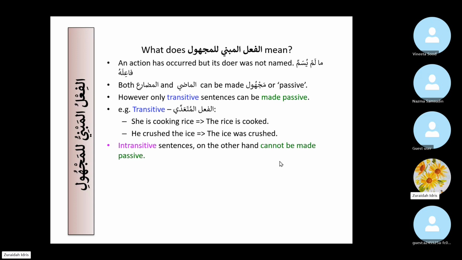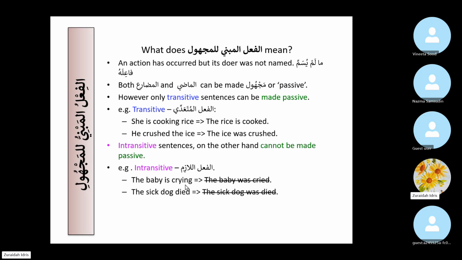Intransitive sentences, on the other hand, cannot be made passive. So it's important for it to be able to take a maf'ul bihi for it to become passive. Why? We'll see in a while. If it's intransitive, then you cannot make it passive. It's like this. The baby is crying. Intransitive here, we call it lazim. Transitive, muta'addi. We cannot say the baby was cried. No, somebody made the baby cry.